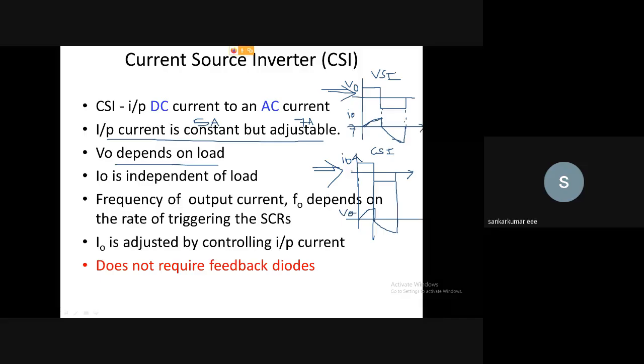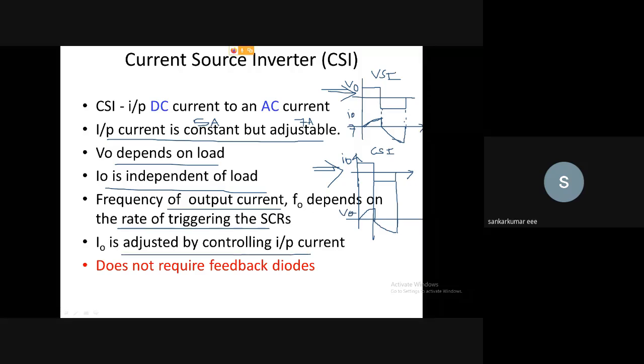For a resistive load, the voltage is the same as the I naught, but for RL and RLC loads, it varies according to the nature of the load. And I naught is independent of the load, so it will be a perfect square waveform. The frequency of output current F naught depends upon the rate of triggering of the SCRs. And I naught is adjusted by controlling the input current, so that it can be controlled by varying the input current magnitude.